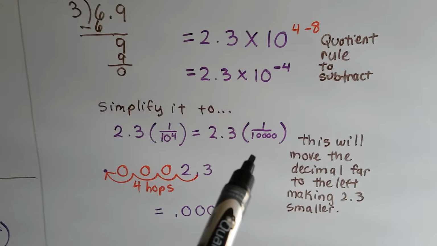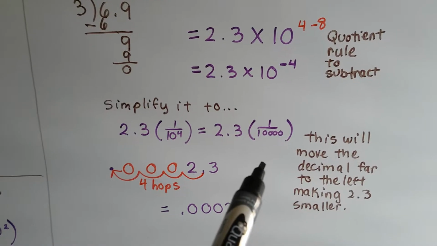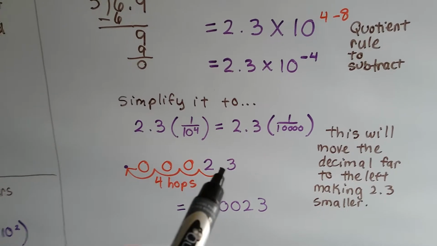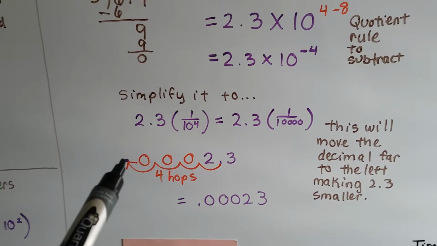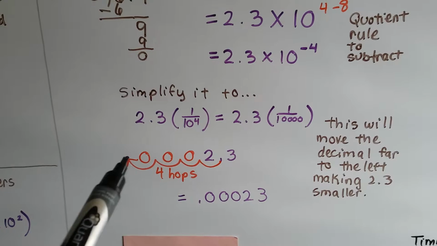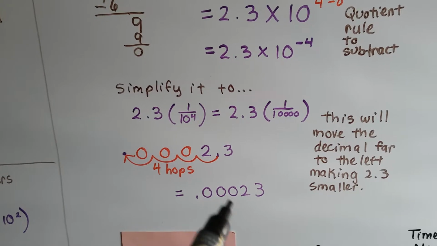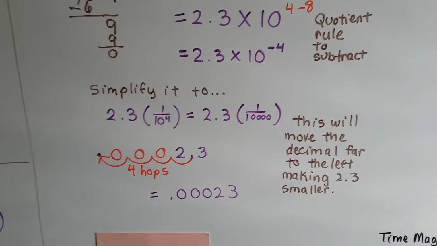So this is going to move the decimal far to the left, making 2.3 very small. So we're going to go 4 times because the exponent is a 4. 1, 2, 3, 4 hops. That puts the decimal place right there. So we've got 0.00023 as our simplified answer.